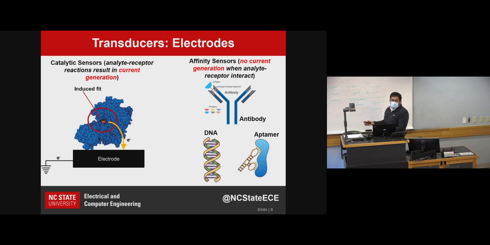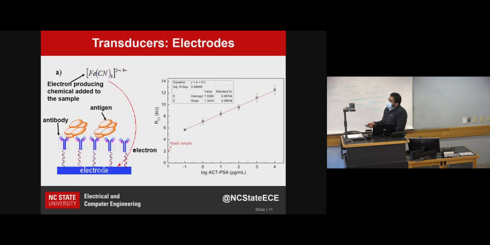So how can we use an electrode? If there is no inbuilt current generation, what you could do is introduce an external chemical. This is just one of the examples that I'm showing here. You have the electrode, and you put the antibody on top of it. You will ask me how you put the antibody on the sensor. All these parts will come later, so we will discuss that.